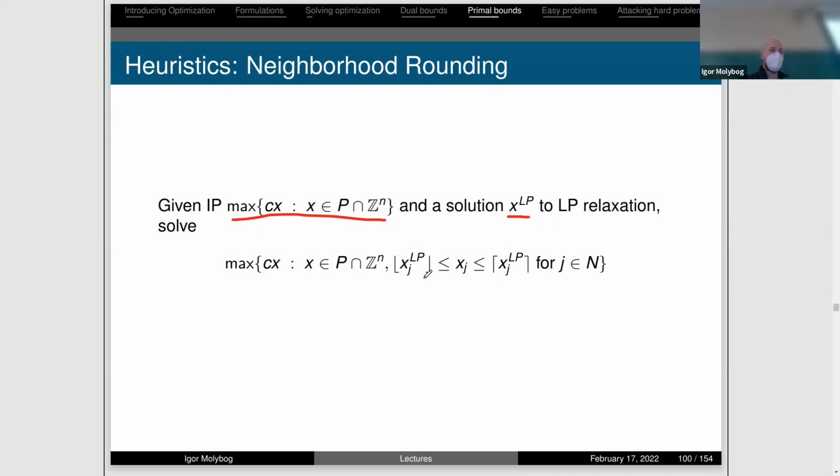You can add bounds to bound the particular components of the vector x by the rounded, the floored and the ceiled values of the components of the x LP, and resolve the new IP, hoping that it will give you a more integral solution, a solution with a bigger number of integral components.